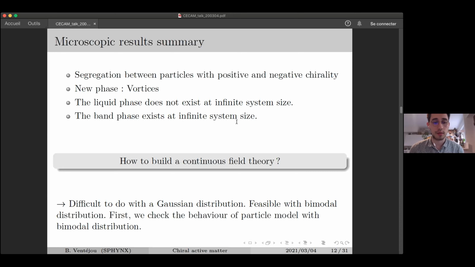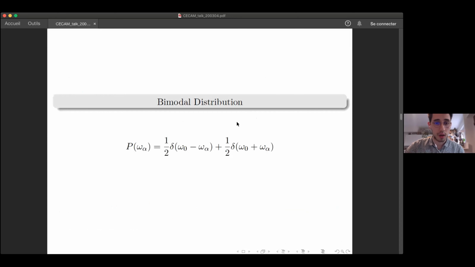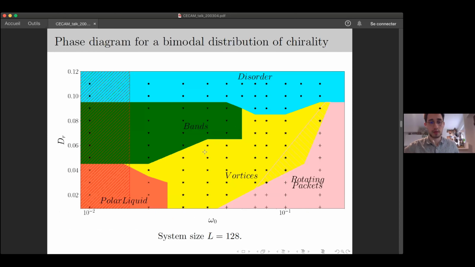In fact, it's really difficult to do with the Gaussian distribution, but it's feasible with the bimodal distribution. So first, we will check the consistency of the result of the bimodal distribution with the result of the Gaussian distribution, and then we will derive the hydrodynamic equation for the Kuramoto-Wilczek model. So let me show you the result of the bimodal distribution.